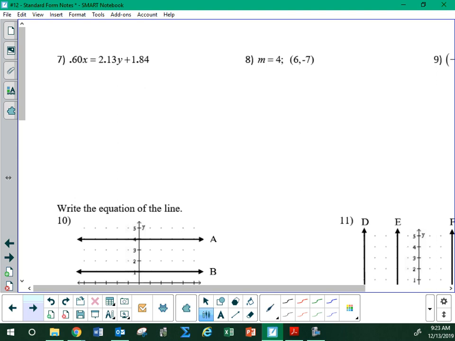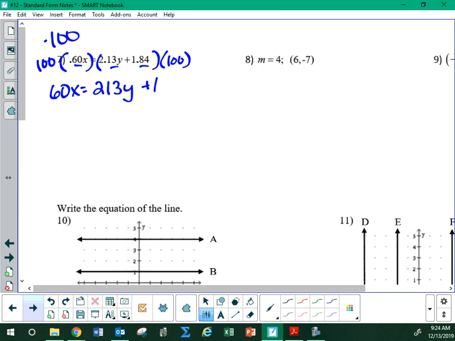Alright, number 7. So again, you can just multiply by 10. If there's still decimals, multiply by 10 again. But if you work smarter, not harder, see how it's 2 after the decimal place here? There's 2 after the decimal place, there's 2 after the decimal place. So I'm going to multiply by 100. 2 zeros, 2 after the decimal place. So I'm going to do that on both sides. You get 6. So I get 60x equals 213y plus 180.